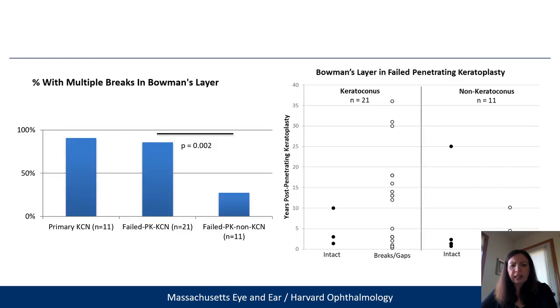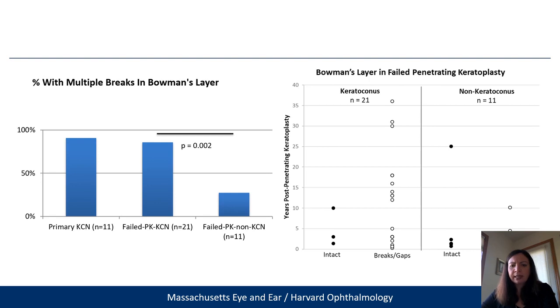In the figure on the left, 91% of primary KCN, 86% of the failed PK KCN, and 27% of the negative control group had breaks in Bowman's layer. There was no statistical significance between the positive control and the study group, and there was statistical significance between the study group and the negative control with the Fisher's exact test.